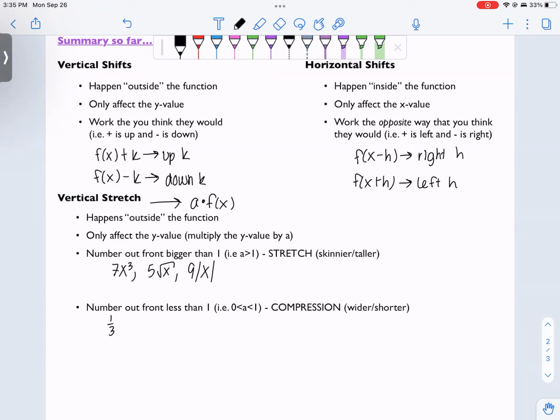Something like 1/3 x cubed, that's a compression. 2/5 square root x, 2/5 is smaller than 1, that would be a compression. 1/4 absolute value of x, that would be a compression. So we're just looking at that number out front and seeing whether or not that number is bigger or smaller than 1.